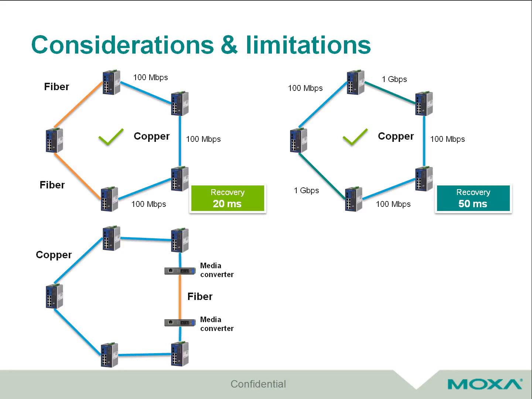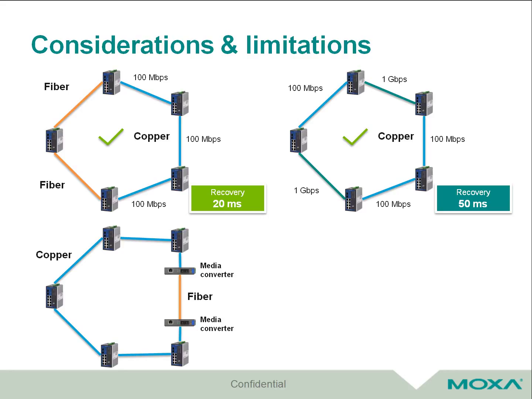Another common question is, can I use a media converter in a ring? From the first look, you may assume that media converter is a layer 1 device and should have no impact on turbo ring operation. However, it's not that simple. The reason is that turbo ring's fault detection is based on link status. In case when the fiber link is broken between two media converters, turbo ring switches will not detect that failure because both copper ports are still active.